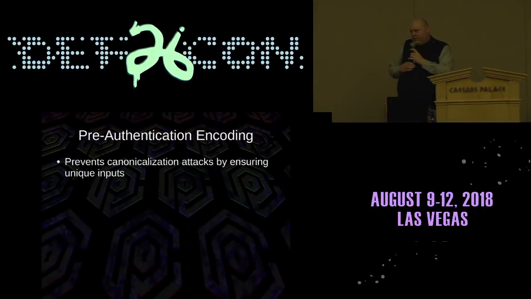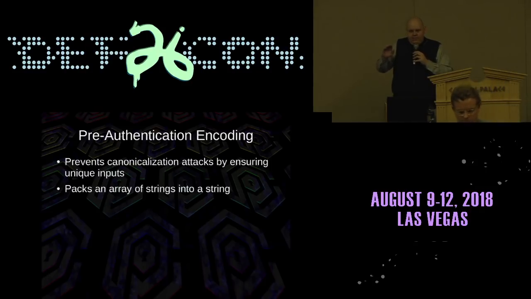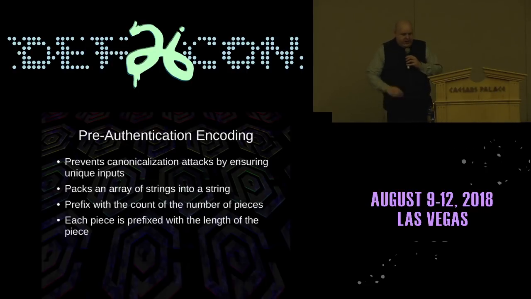So another thing that's built into the standard is what's called pre-authentication encoding. This isn't really an immediate security concern, but there's a class of attacks based on how you feed data into your message authentication code called canonicalization attacks. So basically, this is just a proactive measure to ensure that every message doesn't create collisions from having multi-part messages. So you can't just append a bunch of data and have it match a signature that has a footer that originally didn't have a footer, so you can forge it or anything weird like that.